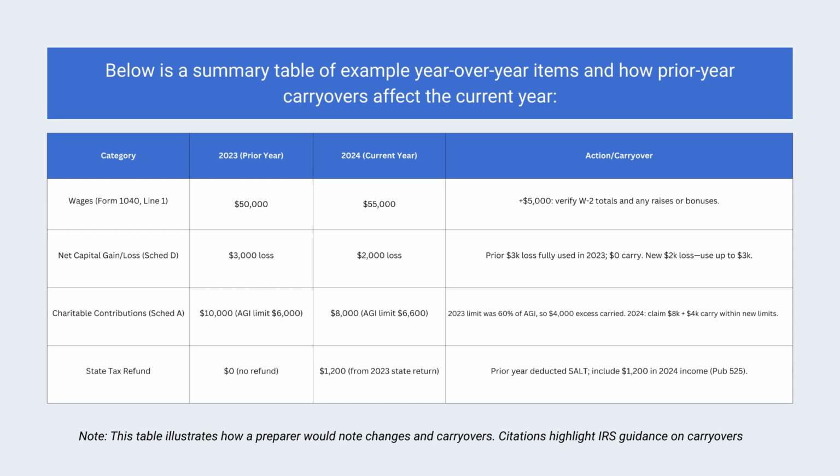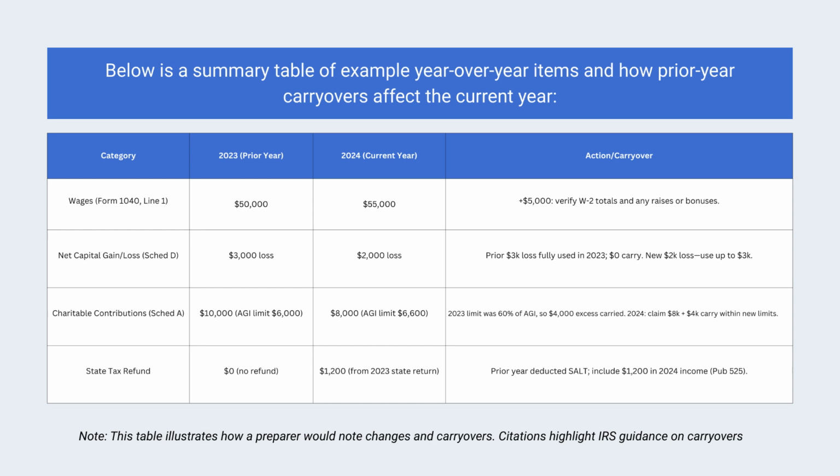Row 2. Net capital gain or loss, Schedule D. In 2023, there was a capital loss of $3,000. That's the maximum amount you can deduct against ordinary income in a single year. So that $3,000 loss was fully used. There's no carryover to 2024. Now in 2024, they've got a new capital loss of $2,000. And remember, we can deduct up to $3,000 again. So this entire $2,000 can be deducted on this year's return.